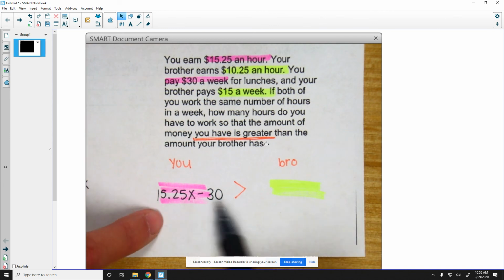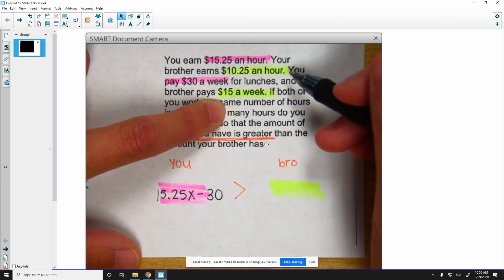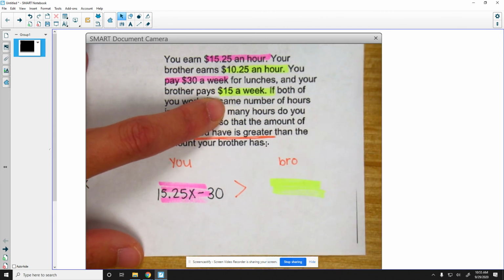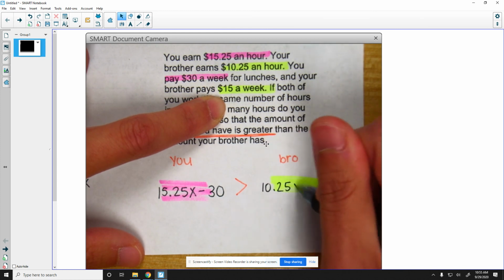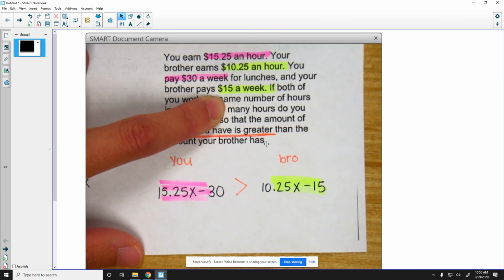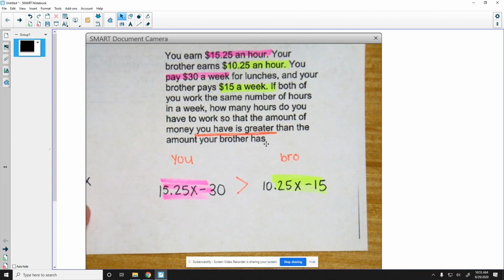Okay. So hopefully what Savannah said gives you a hint as to the yellow one then. $10.25 an hour, and you're paying 15 a week. Larson? 10.25x minus 15. Perfect. And then you would draw your line, you would move your X's. But right now we're just practicing how to write it, okay? I feel like that's the hardest part. We've been doing the solving part for so long that maybe you have a better idea how to do that. Hopefully.